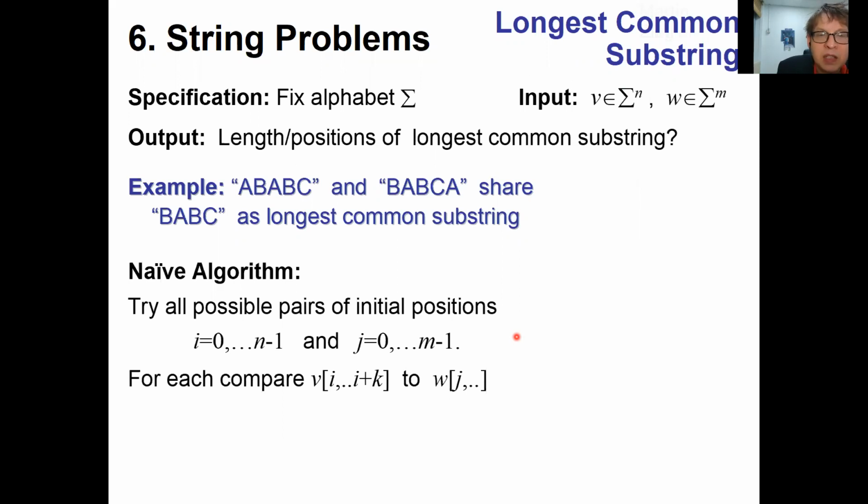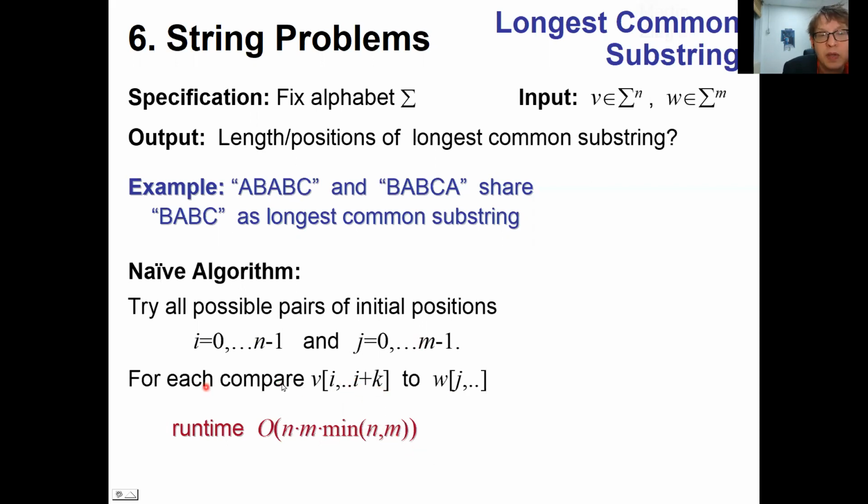And for each such possible pair of input positions, compare the two substrings that start at these positions: the substring in the first string that starts at I, and the substring in the second string that starts at position J, and see for how long they agree. And that means the running time is first n times m for the two loops over all possible pairs of initial positions, times the running time for comparing for how long these two strings agree, and that in the worst case can be the minimum of the two string lengths, right?